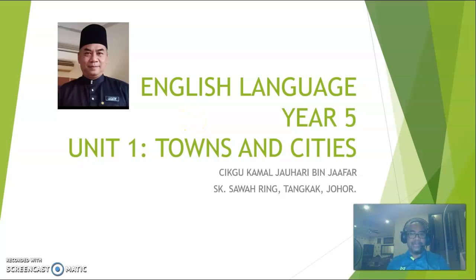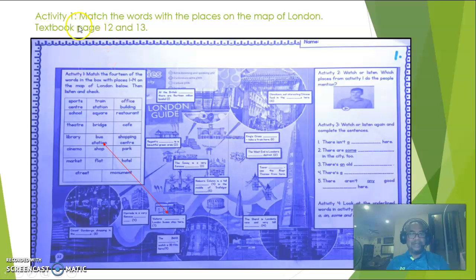Today's topic is Towns and Cities, Unit 1 for Year 5. Activity 1, match the words with the places on the map of London. In your textbook, page 12 and 13. These are the words regarding places in London. This is the map of London. Look at number 1.